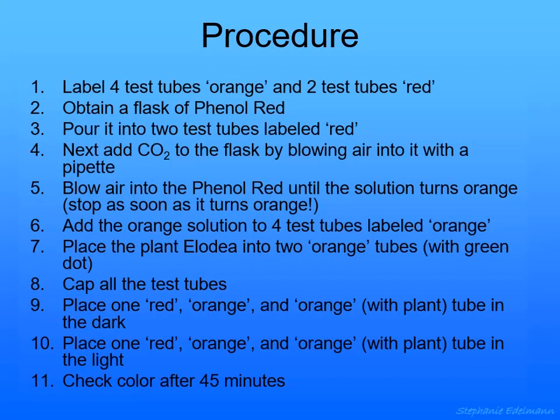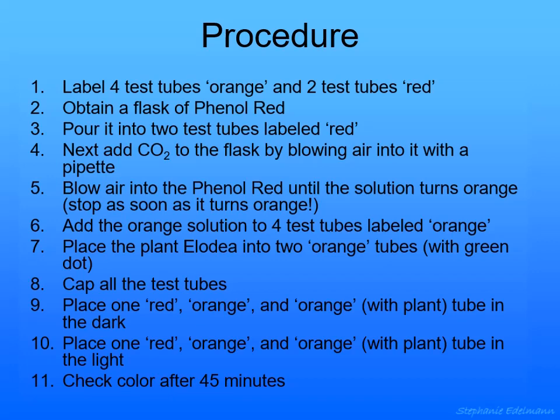So this is how the procedure is set up. The first thing you want to do is label 4 test tubes orange and 2 test tubes red. The way we usually do it, we just take 4 test tubes that get an orange lid and 2 test tubes that get a red lid. You're going to make 2 sets that are identical. You're going to get a flask with phenol red, pour it in the 2 test tubes labeled red. That's going to be your negative control.